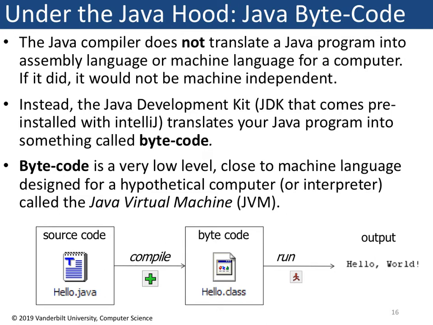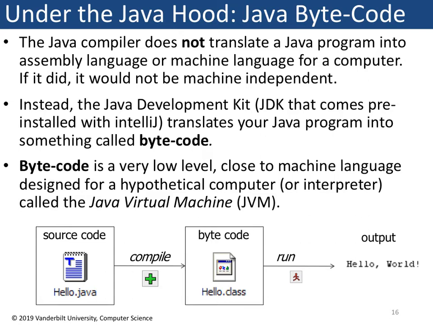Bytecode is a very low level, similar to machine language, for some hypothetical computer representation that runs on something called a Java virtual machine. So Java gets compiled into bytecode, and bytecode runs on a JVM. And the JVM actually is what then interfaces with the computer hardware to produce the output. This is how Java accomplishes this platform independence.